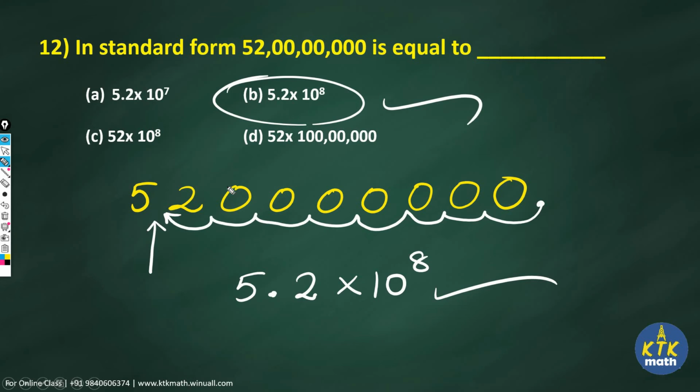Is that clear? Don't choose option C. Option C doesn't have any decimal point. Be careful, they are mentioning these kinds of options to confuse you. Don't select 52 blindly. There you also have 10 power 8, but make sure we are keeping a decimal point there. So 5.2 into 10 to the power 8. Be careful in choosing your correct answer.